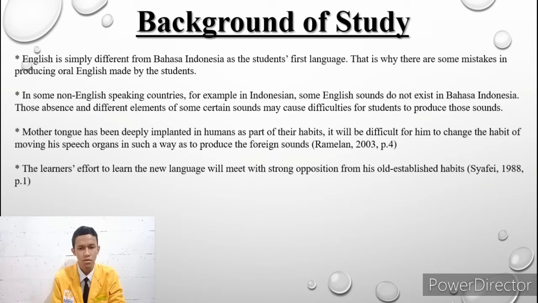Then, Ramlan 2003 also stated that mother tongue has been deeply implanted in humans as part of their habit. It will be difficult for him to change the habit of moving his speech organ in such a way as to produce the foreign sound. And then Shafi'i, 1988, also stated that the learner's effort to learn the new language will meet with strong opposition from his old established habit.